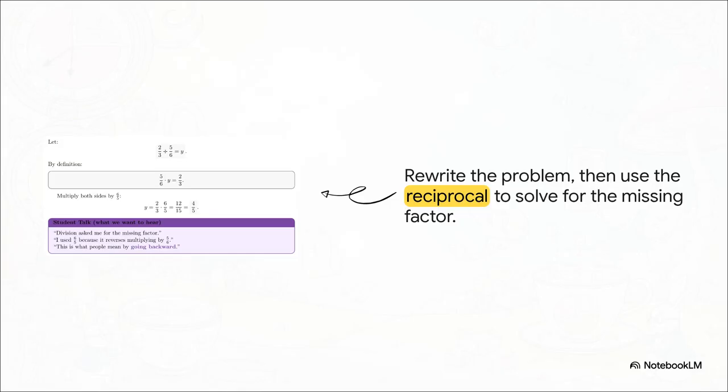Okay, let's take 2/3 divided by 5/6. First, we rephrase it. 5/6 times what gives me 2/3? Then, to get our missing number alone, we use our tool. We multiply both sides by the reciprocal, which is 6/5. And boom, you do the math, and the answer is 4/5. Every single step has a clear why behind it.